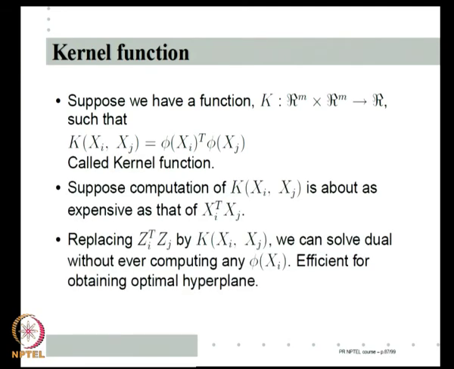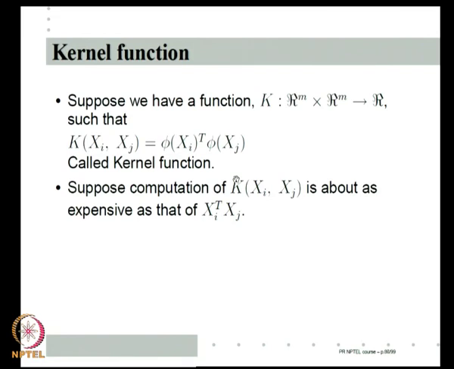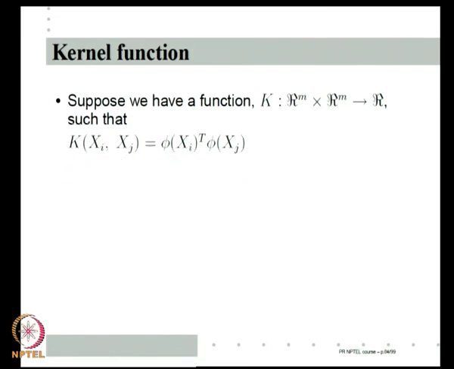So, replacing z_i transpose z_j, or phi(xi) transpose phi(xj), by k(xi, xj), we can solve the dual without ever computing any phi(xi). So, for obtaining the optimal hyperplane, one problem is solved now. I can efficiently solve the dual. See, that is the whole idea why we went to the dual.